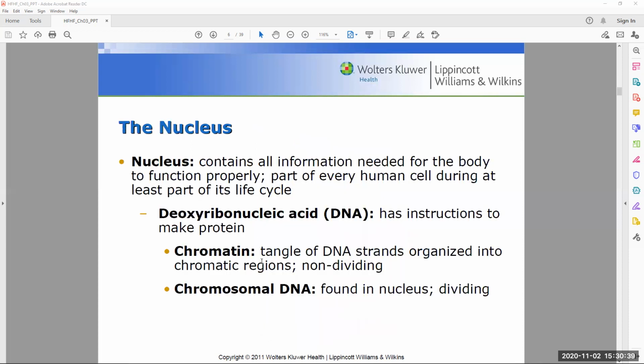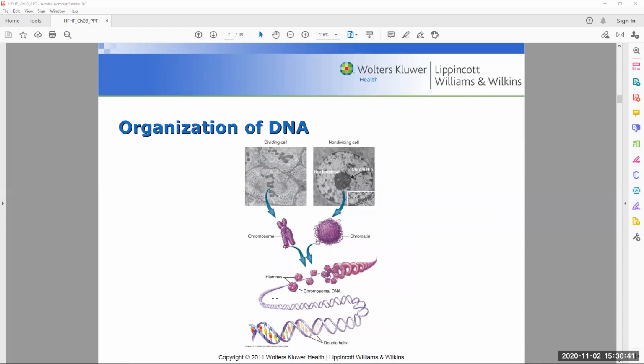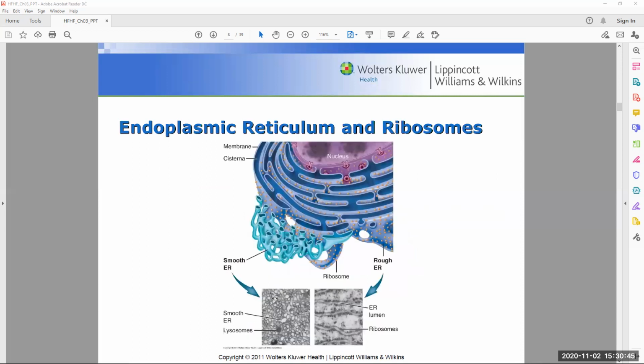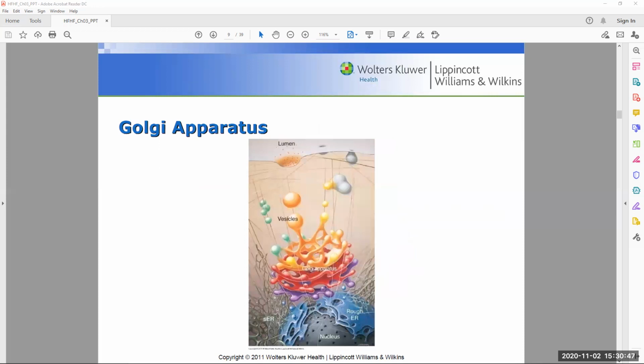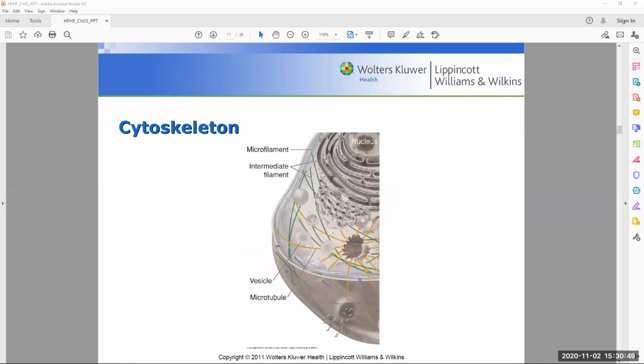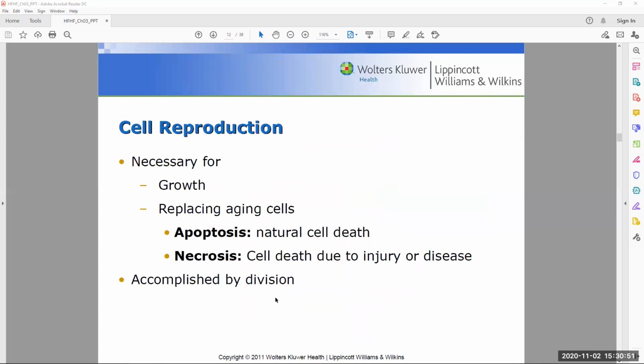Okay, so these are the things which were previously mentioned in terms of what is found within the cell itself: DNA, the endoplasmic reticulum, Golgi apparatus, mitochondria, cytoskeleton. All of these things are very important. Okay, so let's look at reproduction.